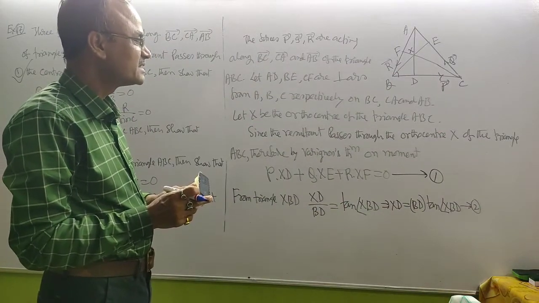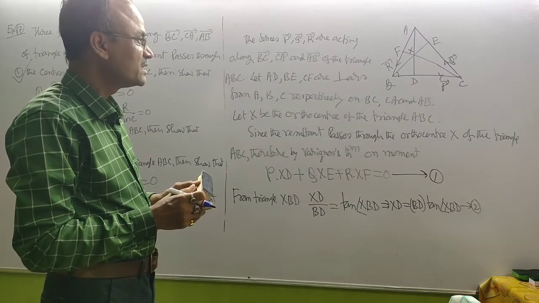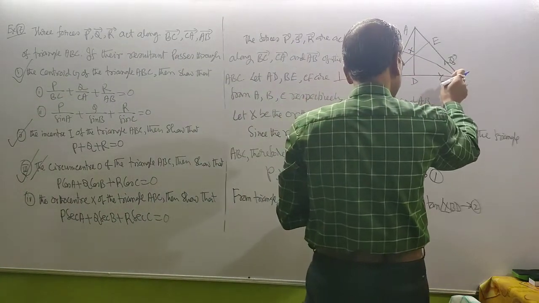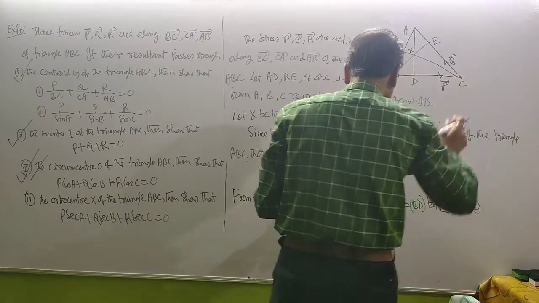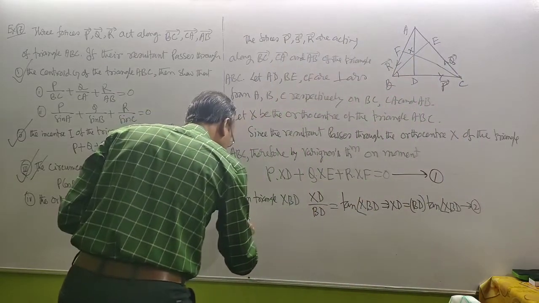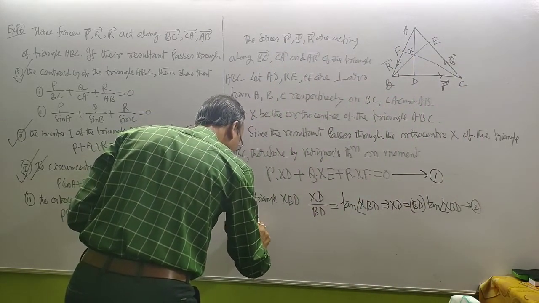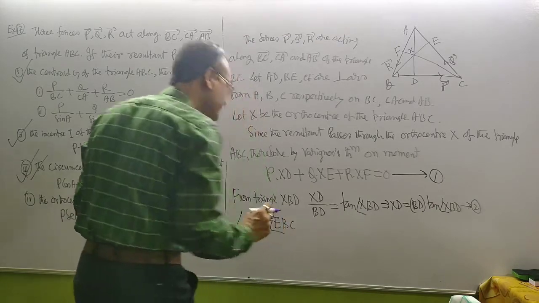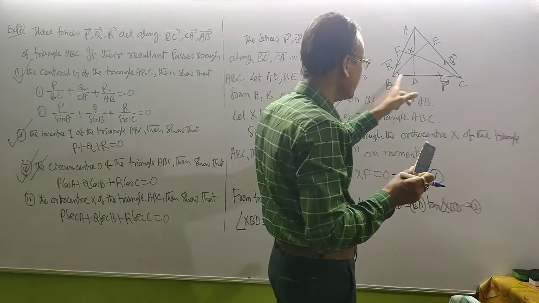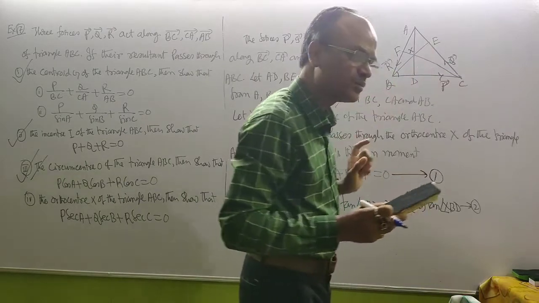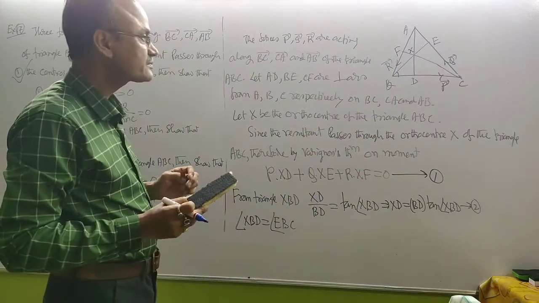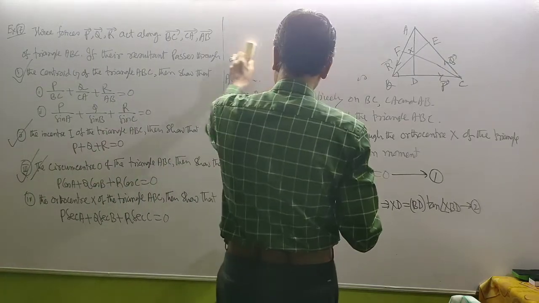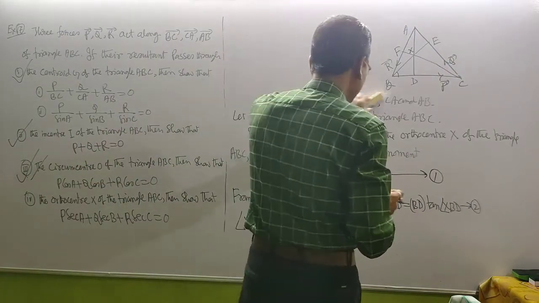Now, you see XBD equal to EBC. Angle XBD equal to angle EBC. Now consider the triangle BEC.